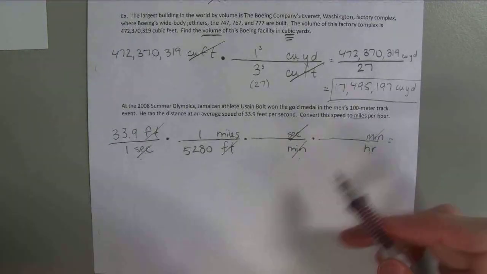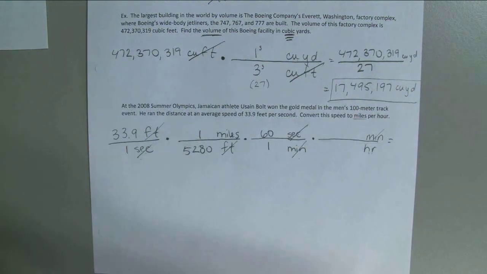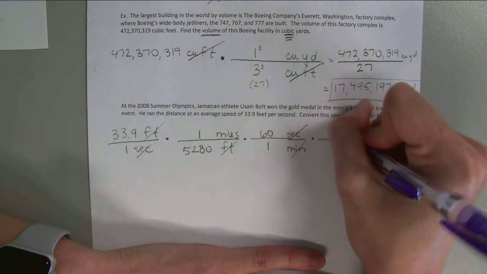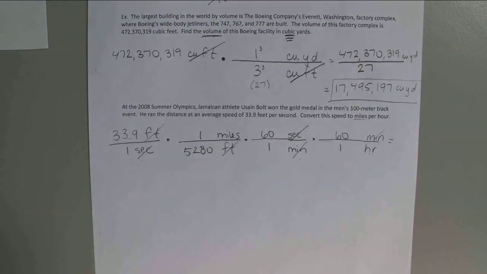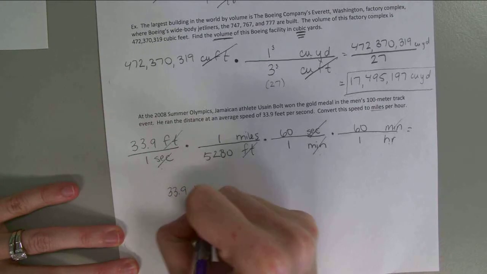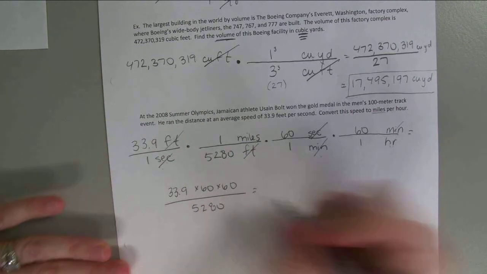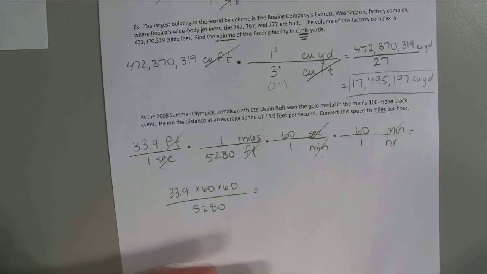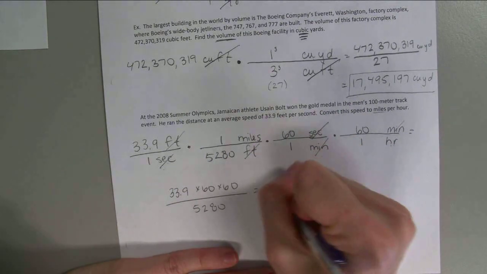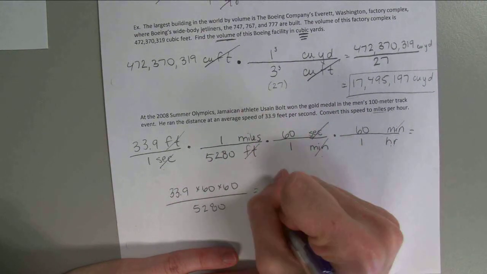But how many seconds? There's 60 seconds in 1 minute. Is that okay? And then there's 60 minutes in 1 hour. So at this point, guys, it's just straight multiplying the numbers on top and multiplying the numbers on the bottom. So we're going to take the 33.9 times the 60 times the 60. And then the 5280 is the only thing on the bottom. What do you get when you multiply those? 122,040. Okay. And we're going to divide that by 5280.